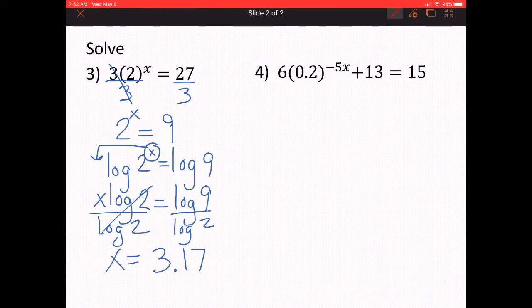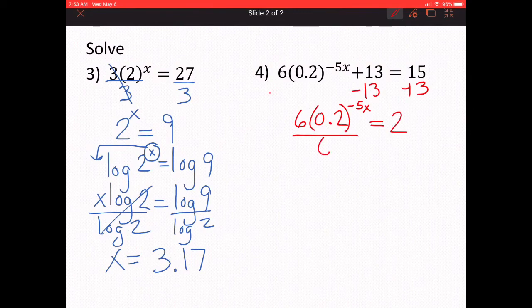Again, our goal is to get the base with the exponent by itself first. So my base is 0.2 to the negative 5x power. So I'm looking for something with an exponent, and that's what you're getting by itself. So we have to get rid of the 6, and we have to get rid of the plus 13. So we're going to subtract 13 first. So I have 6 times 0.2 to the negative 5x power equals, that gives me 2. Get rid of the 6 by dividing. Again, you cannot multiply the 6 and the 0.2 because the 0.2 has an exponent.